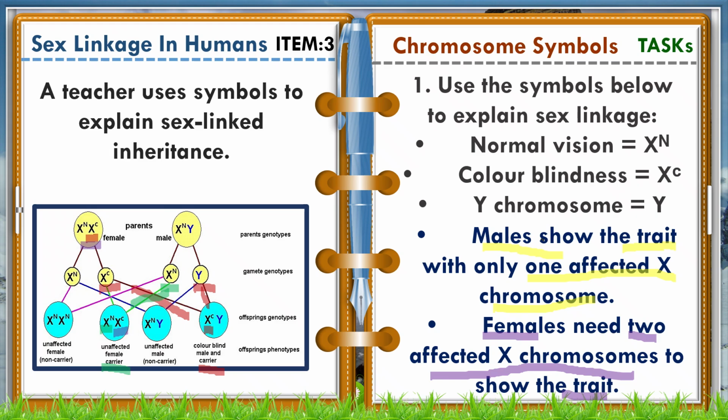Why isn't she colorblind? For her to be colorblind, she needs two affected X chromosomes to show the trait. But since she has only one affected X chromosome and the other one is normal, she will have normal vision, but she will be carrying the affected chromosome. That's why we call her a carrier. But she will not suffer from color blindness. She's not going to show the trait of color blindness.